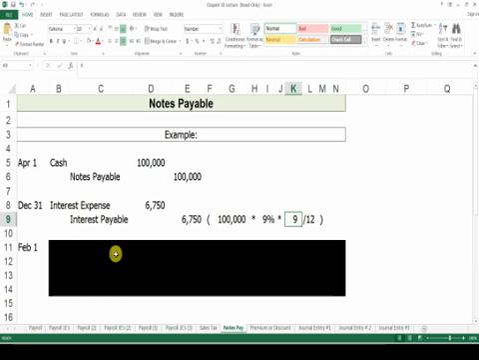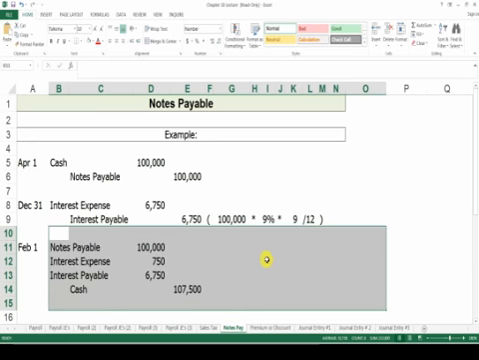So we had all of April, May, June, July, August, September, October, November, December. That is 9 months. So you multiply this out and you get an interest of $6,750. And our journal entry, debit the expense, interest expense, that shows up on your income statement, and credit interest payable. That's a liability.